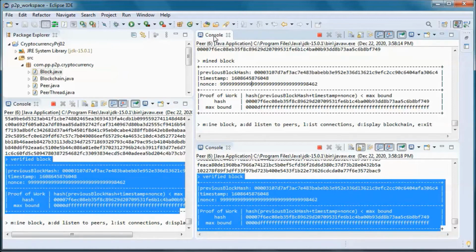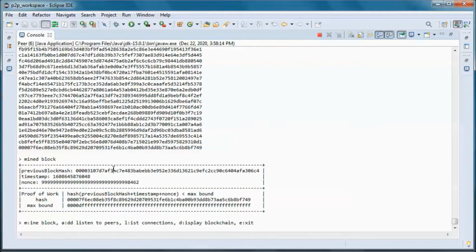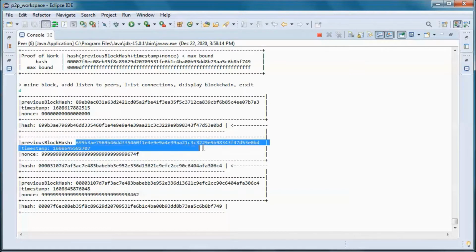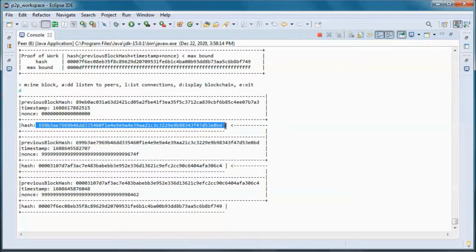And now if we display the blockchain, we have 3 blocks. So this one, the previous block hash, is referring to the hash of this block, and same here, the previous block hash is referring to the hash of this block.